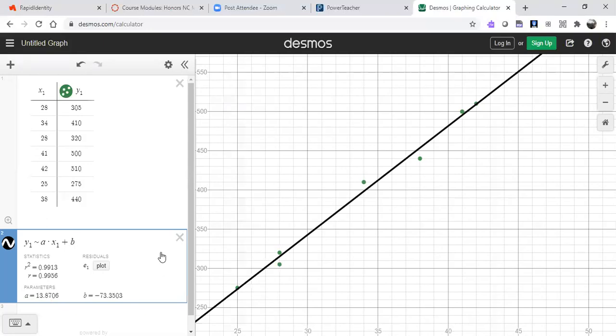Y equals, you see down here, your A and your B, or your M and your B, 13.87 X plus, minus 73.35. And pay attention to your R is this time 0.9956. So go to your worksheet.